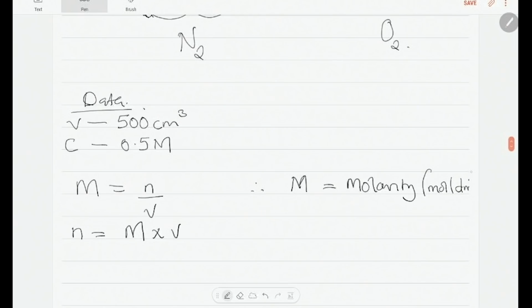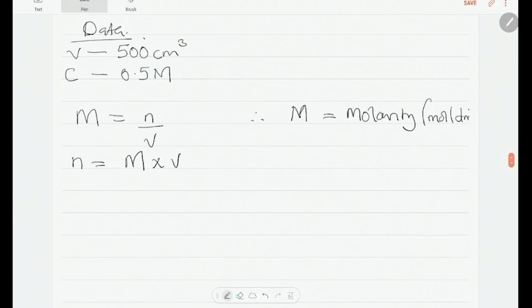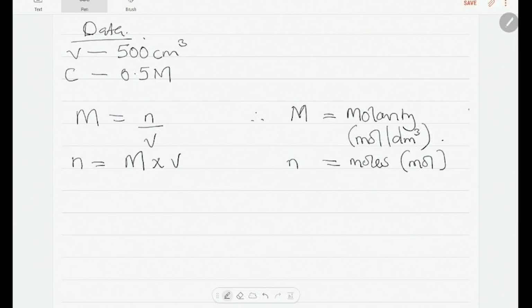The units are mole per decimeter cubed. Then we have number of moles, which we don't have there, and the units are moles. Then V is equal to volume, measured in decimeter cubed. From what we've been given here, M is equal to concentration, which is also equal to 0.5.